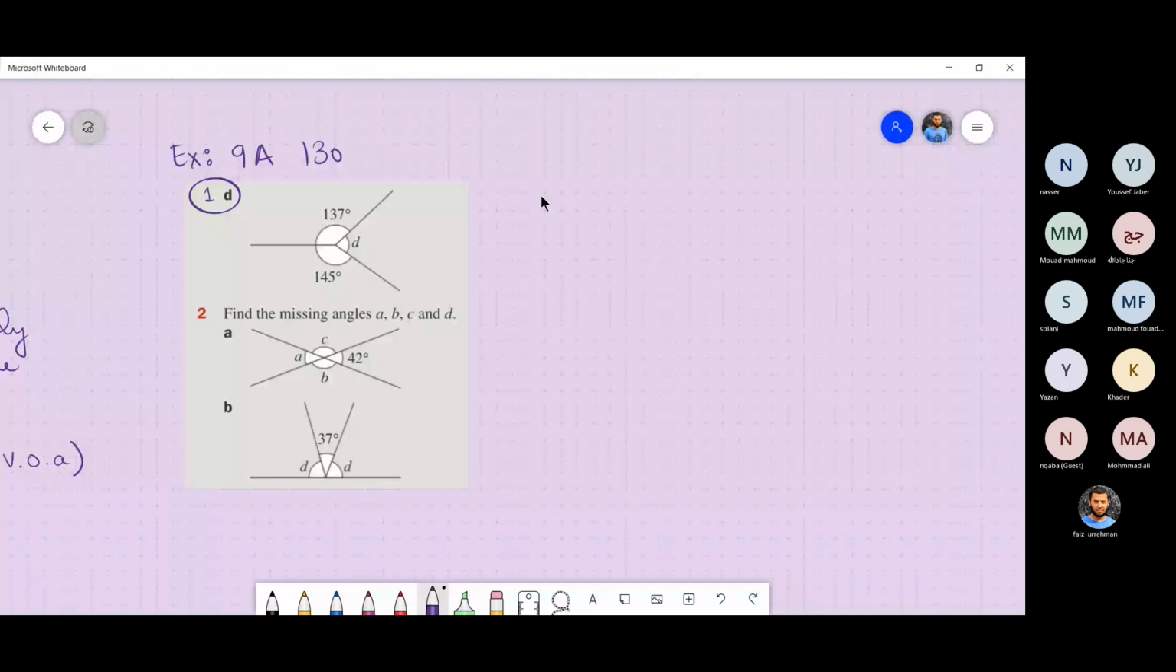Yes, tell me. D plus 137 plus 145 equals 360 degrees. Is it correct, Nasir? Or is there something you want to change? It's correct. Why is 360 here?